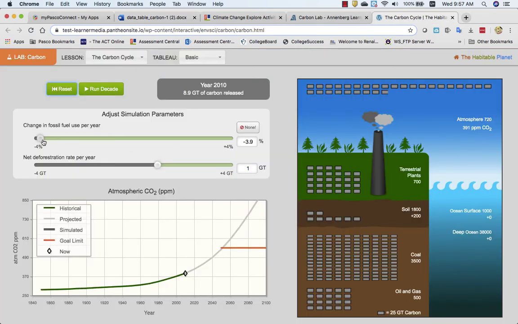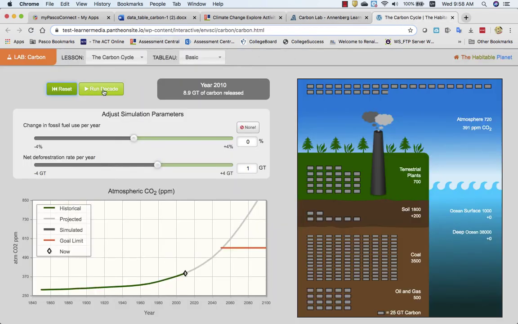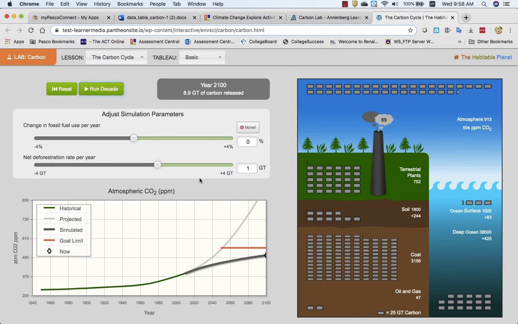So you're going to just start playing with this number. These are negative numbers, so this would be no change. 0 would mean that we are not increasing nor decreasing the amount of fossil fuels that we're using. So let's start there, a nice number, and we're going to run it. Again, we want to see what it would be at 2100 right here. This is what we're focusing on. So we're going to run that simulation, run decade, and go to 2100. Not looking bad. Again, we want it to be below 550, and that's what this line is denoting.